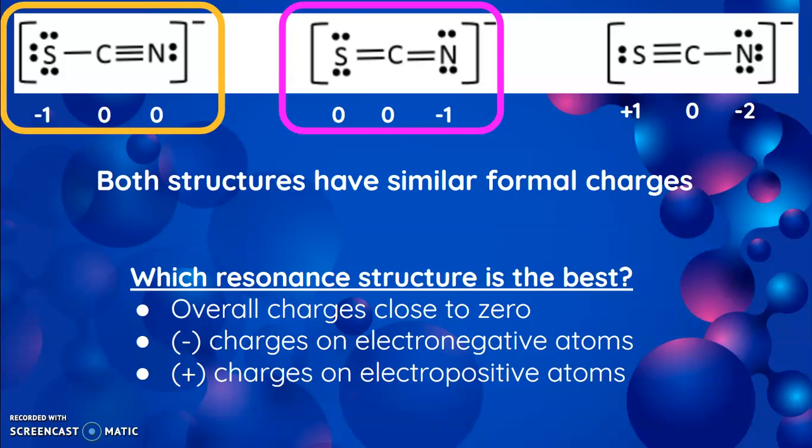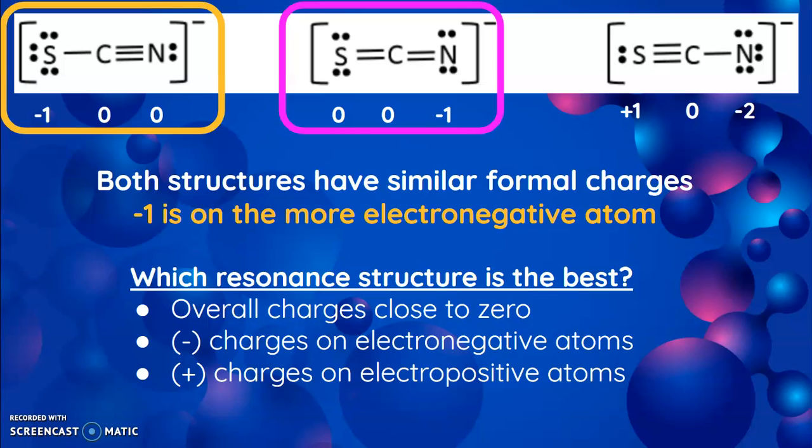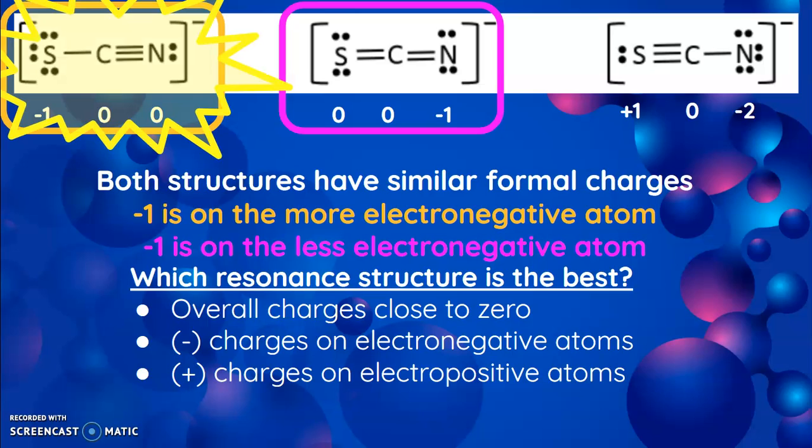So again, they all have similar formal charges, but what I do notice is that in the orange circled structure, the -1 is on the more electronegative atom. Sulfur is slightly more electronegative than the nitrogen is. So in the purple structure, that -1 is on the less electronegative atom. And in my mind, that means that the orange structure is in fact your best choice. So the best choice of resonance structures for the thiocyanate ion is going to be the structure all the way to the left-hand side.